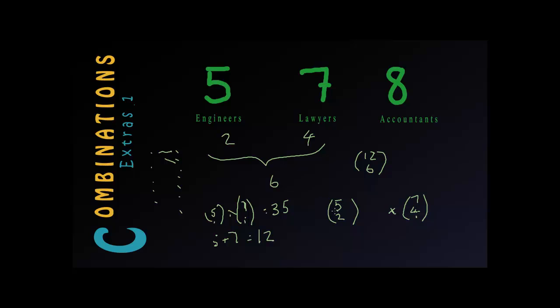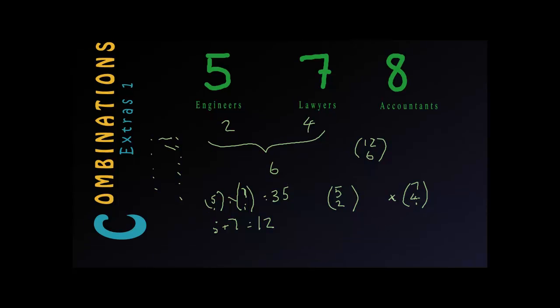Multiplying refers to and, so we're choosing, in this example, 2 engineers and 4 lawyers. If we wanted to change this question so that it were choosing 2 engineers or 4 lawyers, then it would be correct to add. But here, since we're doing and, we multiply and we split our large combinatorial problem into smaller ones. And it works.